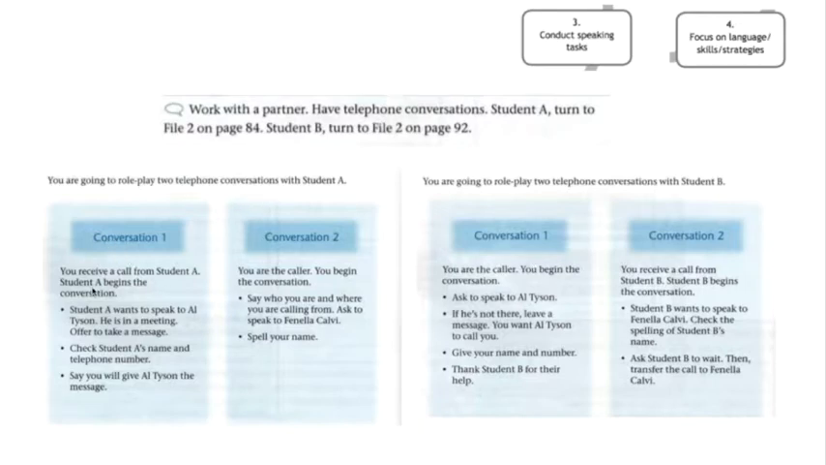Okay, so student A begins the conversation, wants to speak to Al Tyson. He's in a meeting, offers to take a message. Check the name and the telephone number. Say you will give the message.